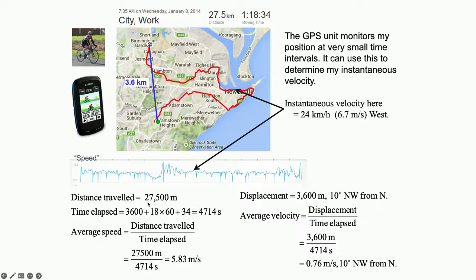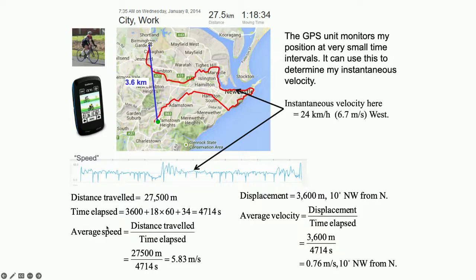But again, we've got the distance travelled. That's going to be 27,500 metres, and that follows the red line. Whereas the displacement is just going to be the x2 position minus the x1 position, and we get 3.6 kilometres. So that's just a difference from start to finish. So it's actually a lot smaller than the actual distance travelled. And then we have the time elapsed. We've got that in the data as collected as well. So it becomes 4,714 seconds. And so we can start to calculate the average velocity and speed.